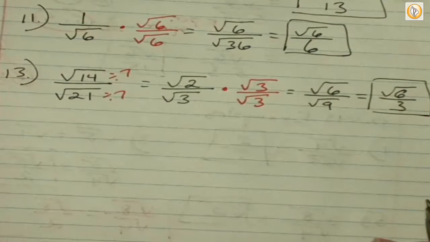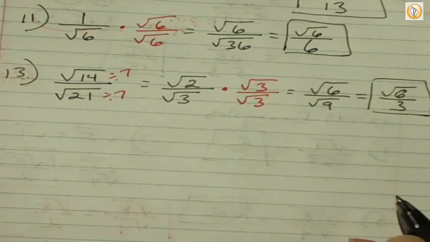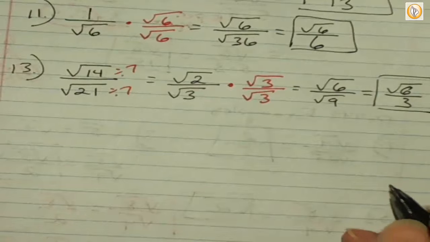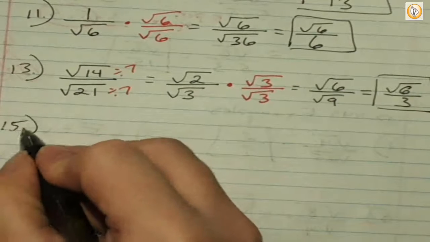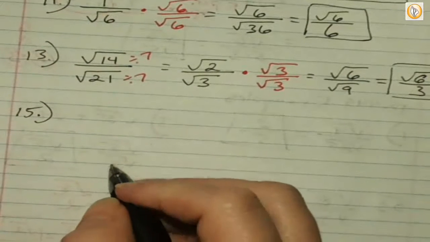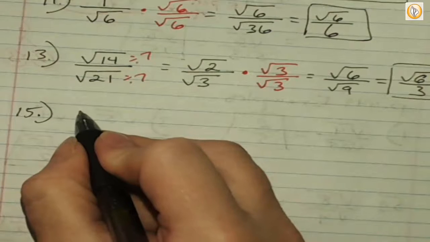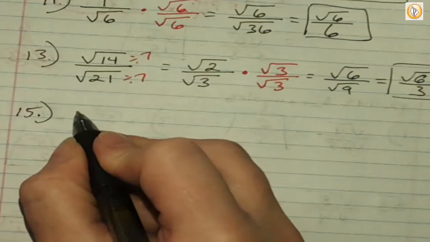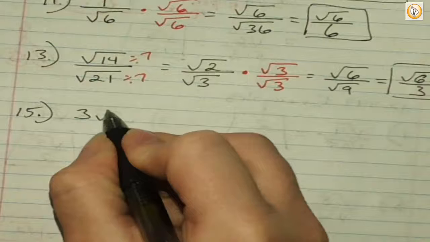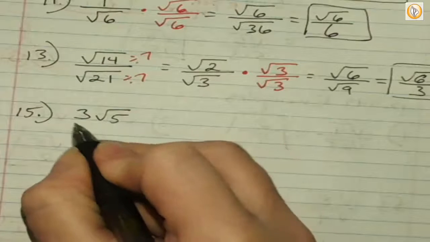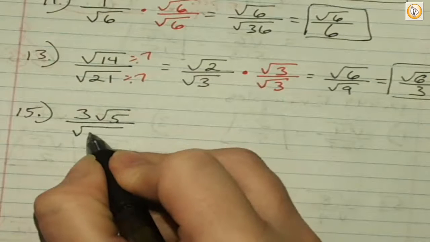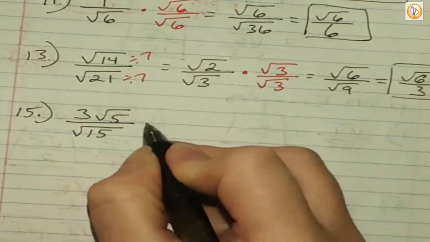Any questions? Emily, you ready for the last one? You got this. I'll be with you every step of the way. Okay. Now, this is kind of like what Aiden was saying here. 3 times square root of 5 divided by square root of 15.